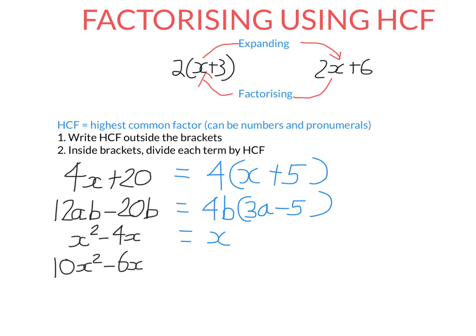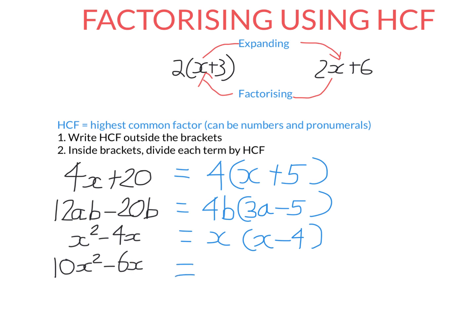So I write it outside the brackets. So now I say, what do I times by x to get x squared? Well, you need to times by another x. What do I times by x to get negative 4x? Well, that's just negative 4. If I expand this using the distributive law, I'm back where I started. All right, let's look at the last one.